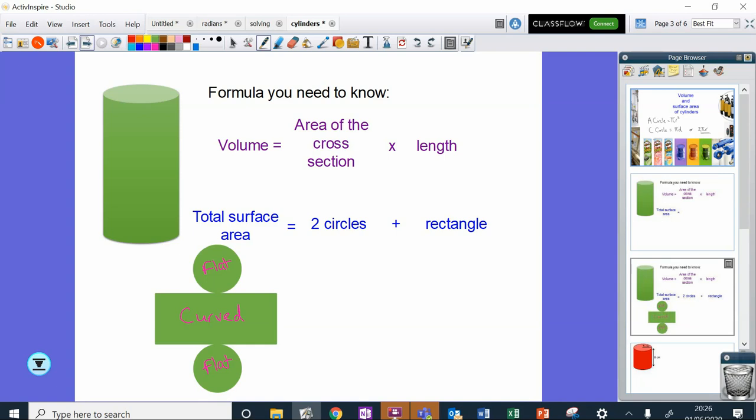So that's what they sometimes do. They say total surface area, which is the 2 circles plus the rectangle. Or they might just say the curved surface area, and that is this rectangle here.